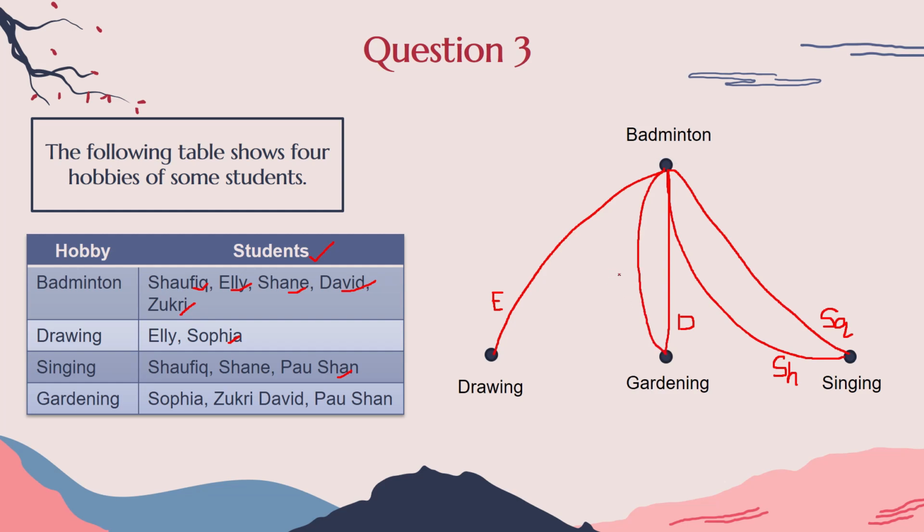How to draw? Zukri, we label as Z. Done for Zukri. Next we take a look at Sophia. Sophia, what is the hobby?